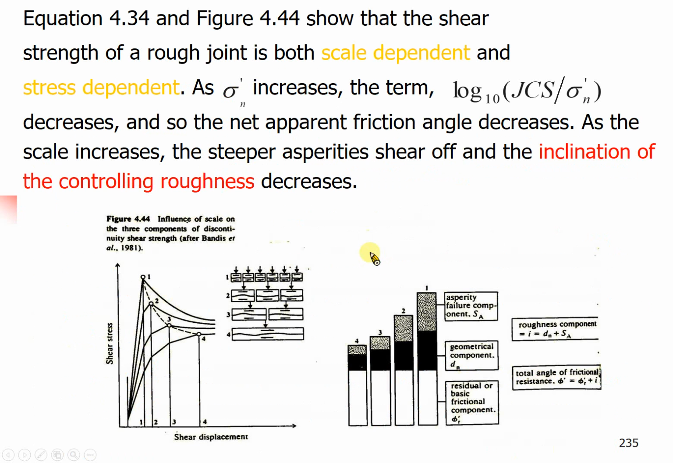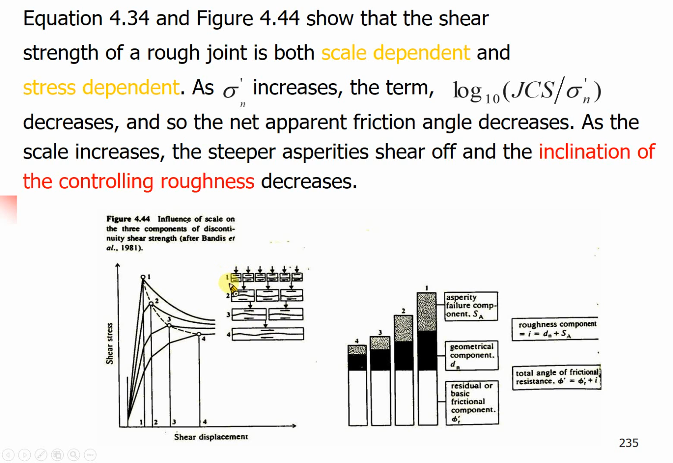What I want to mention to you is the so-called scale effect. If you have large discontinuities, then the stress-strain curve, this will be the shear displacement, and this will be the shear stress. I hope you're already familiar with this. The curves were like this.